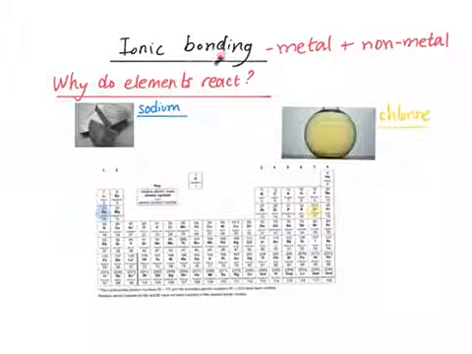Ionic bonding is what happens when a metal reacts with a non-metal. When elements react to form an ionic compound, the metals lose electrons to get a full outer shell of electrons, and non-metals gain the electrons from the metal to get a full outer shell of electrons. So in this example, we're going to look at sodium, which is a metal, and chlorine, which is a non-metal.